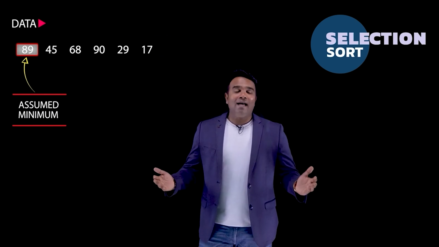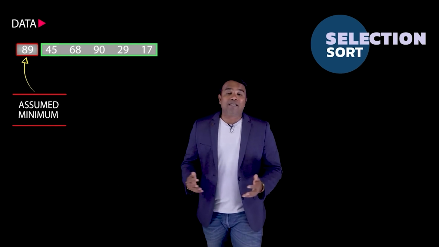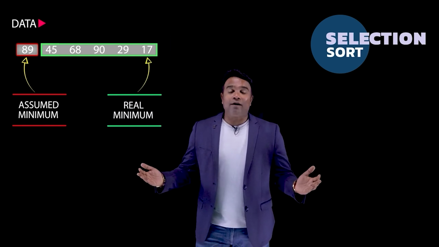There are numbers lesser than 89, and hence I, as a programmer, will have to scan through the entire array in search of the real minimum. And once I find the real minimum, and in this case 17 happens to be the real minimum, all that I have to do after that is to swap the assumed minimum with the real minimum like this, and the remaining numbers would remain as they are, after which I will have to repeat the same process.